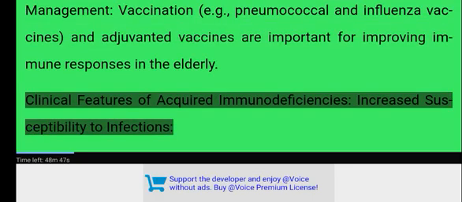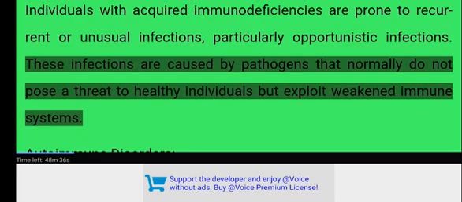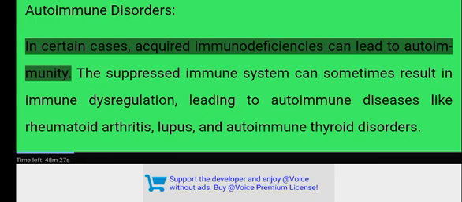Clinical features of acquired immunodeficiencies. Increased susceptibility to infections. Individuals with acquired immunodeficiencies are prone to recurrent or unusual infections, particularly opportunistic infections. These infections are caused by pathogens that normally do not pose a threat to healthy individuals but exploit weakened immune systems. Autoimmune disorders. In certain cases, acquired immunodeficiencies can lead to autoimmunity.